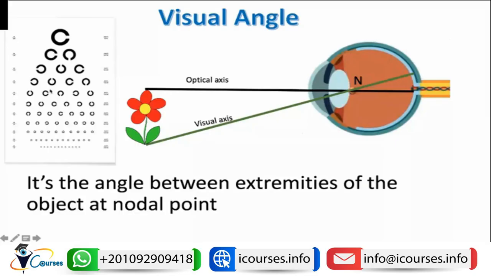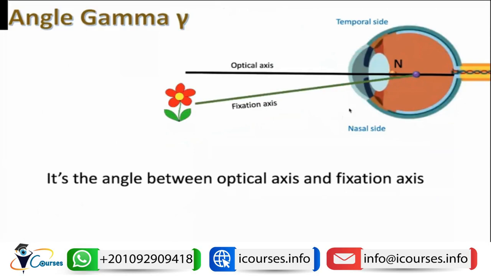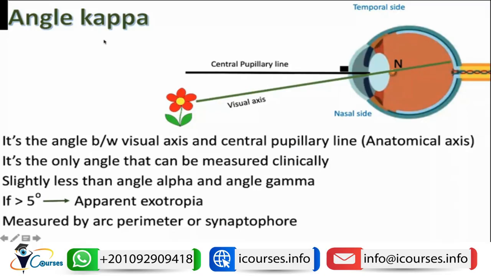This will be discussed in the physiology of visual acuity, but just to let you know now that the visual angle is the principle of visual acuity testing, and this visual angle is the distance between both extremities of the object subtended at the nodal point. Angle gamma doesn't have much application, which is the angle between the optical axis and the fixation axis. As we can see here, this will be the angle gamma, while one of the most important angles will be the angle kappa.